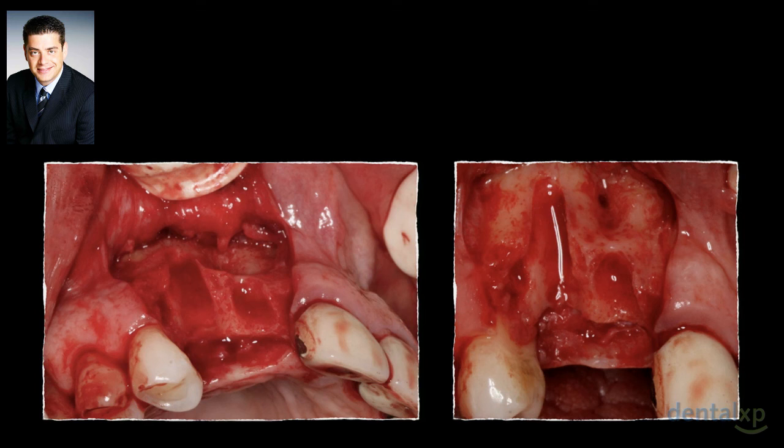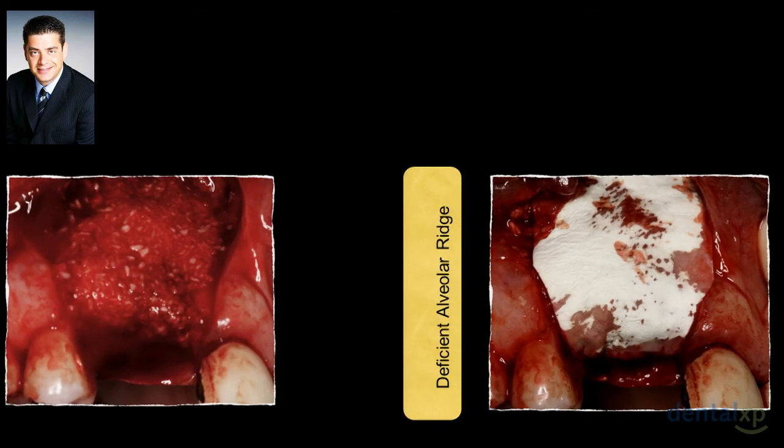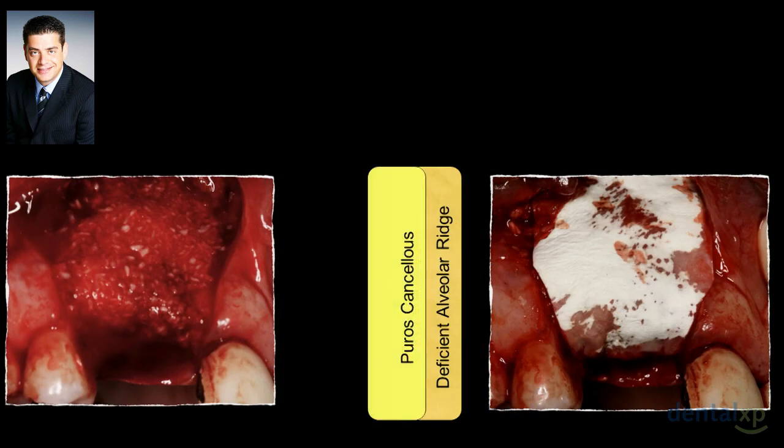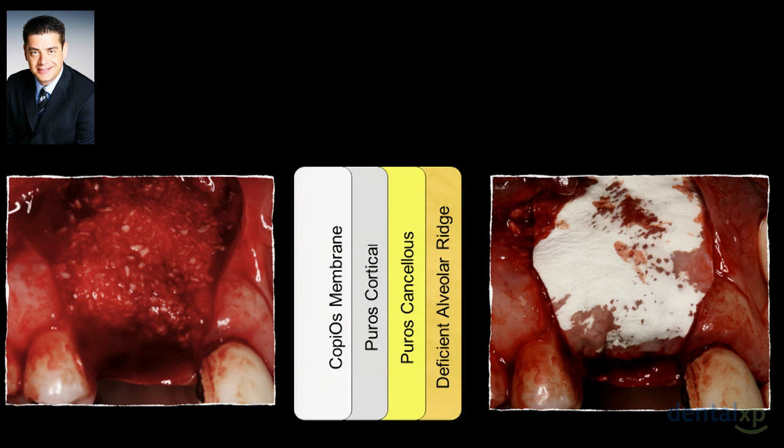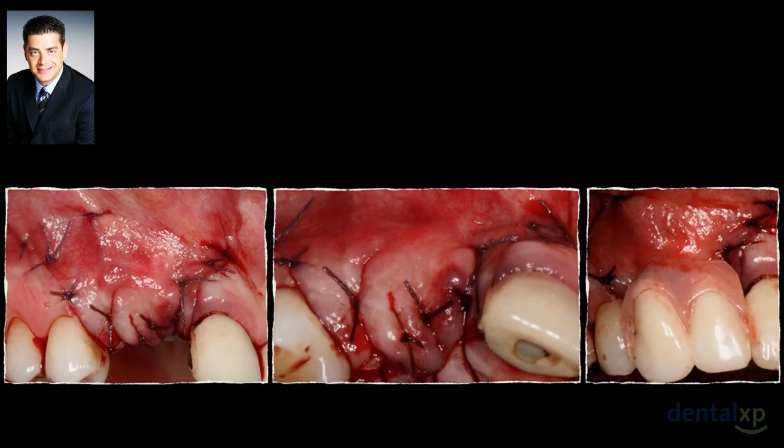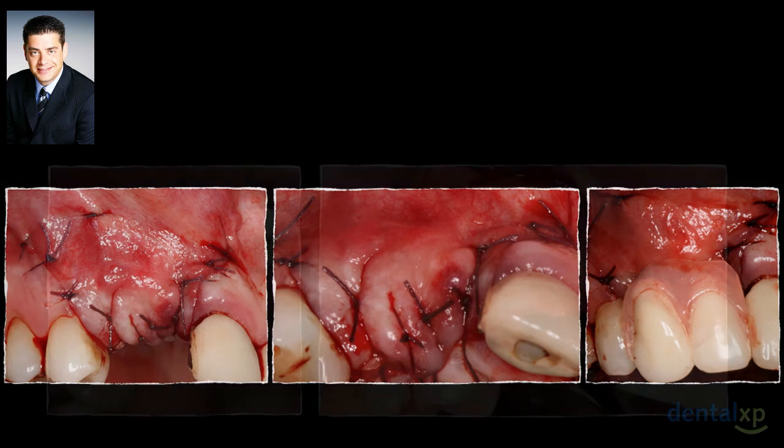If you look at these extraction sites here, very complex. The lateral had a history of periapical surgery or apicoectomy, and that's why you have this deeper concavity on the apex of the lateral. The canine is gone, no buccal plate, even some communication with the premolar. So in this case, we layer cancellous over cortical, cover it up with the Copiosis membrane, a long-lasting resorbable membrane. That's my favorite membrane for GBR. Cover it up, allow it to heal, no pressure over the wound.